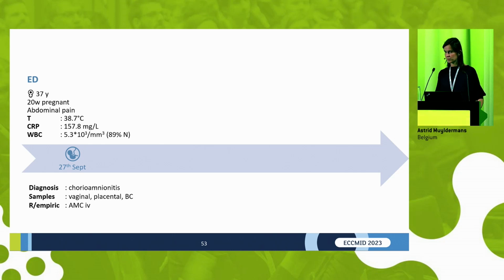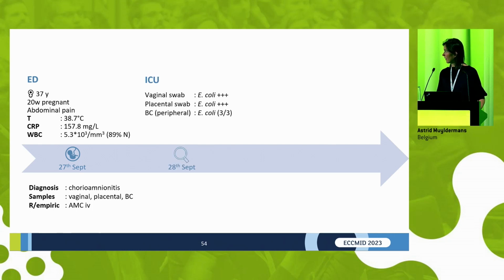I would like to end this presentation with an interesting case of a pregnant woman who presented at the emergency department with abdominal pain and fever. The diagnosis of chorioamnionitis was made, so we started with amoxicillin-clavulanic acid empirically. But she deteriorated quickly and was transferred to the intensive care unit as she went into septic shock. At that moment, the samples taken at admission became positive as well, with E. coli, from a swab of the vagina and the placenta, and 3 pairs of blood cultures.